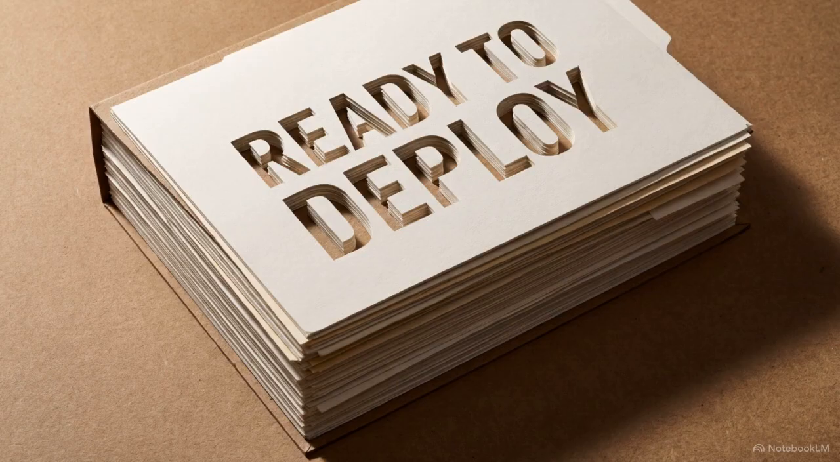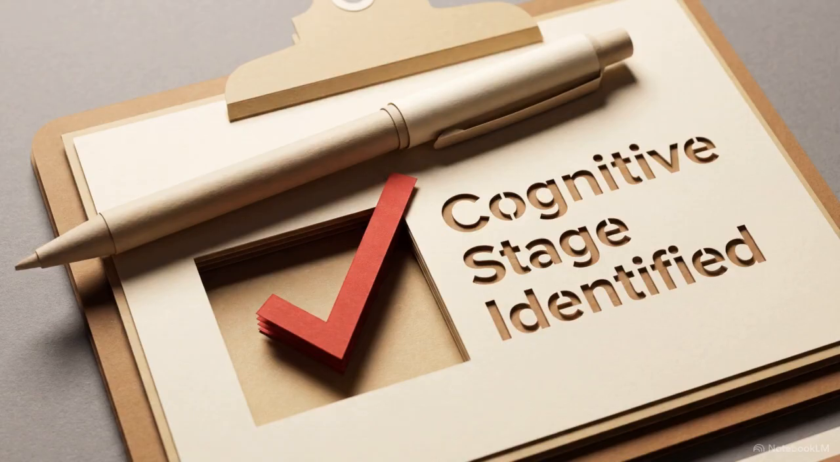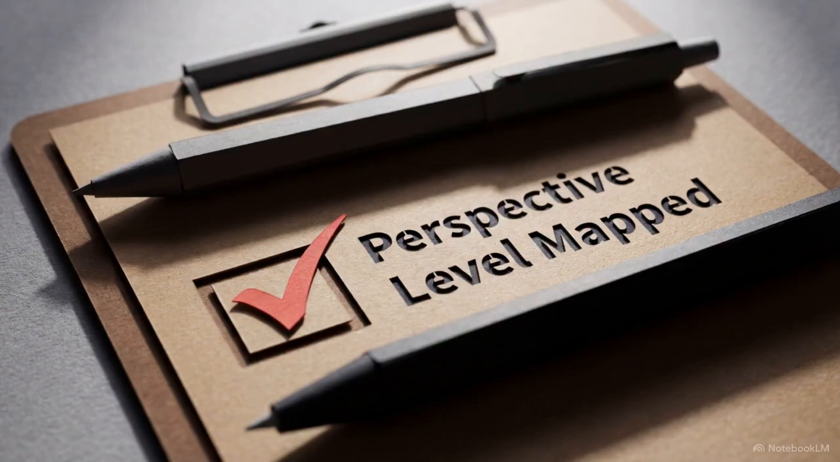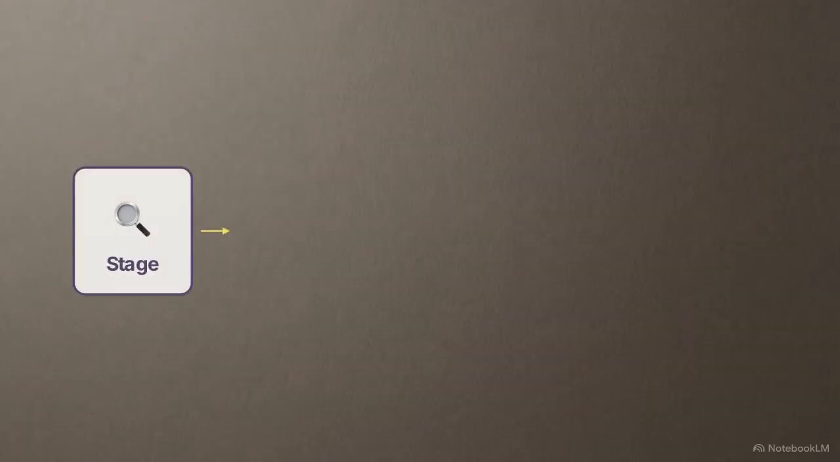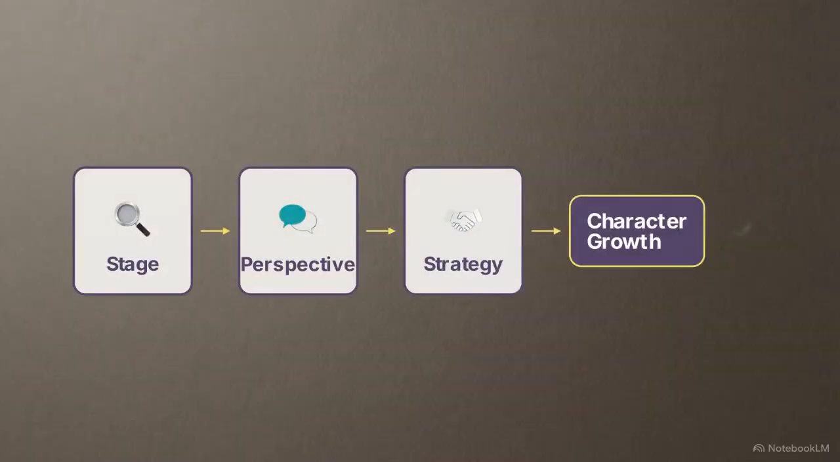You now have a targeted moral intervention plan. You've diagnosed the reasoning, checked the perspective capacity, and applied a matched pro-social strategy. These steps provide a deliberate process for forming a student's character.